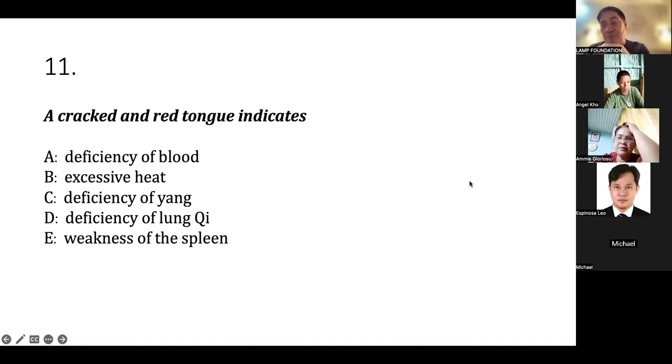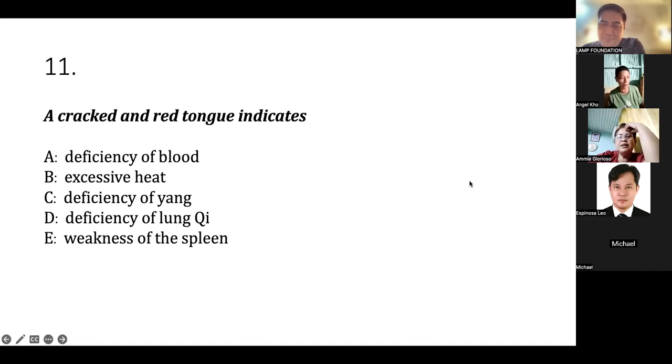Opo, Doc. Okay. Gagawin ko kayong bingi dito sa paulit-ulit because we want you to be very good. This is actually the hardest to teach. So this is just repetition. Okay. What about lung qi deficiency? Will you notice anything unusual in the tongue?